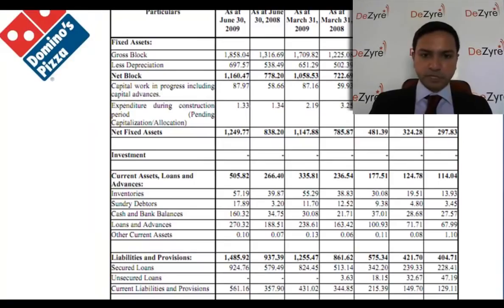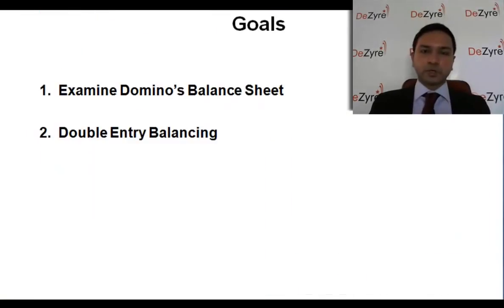The focus of this session is actually going to be to get into the details of a balance sheet. And we have realized before that the best way to understand a financial statement better is to actually look at a real balance sheet, which we will do by looking at the Domino's balance sheet. And we'll also get familiar with this fundamental basic concept on building a balance sheet called double entry balancing. And we'll go over what both those are. And you'll better understand this whole financial crisis when you're done with this session.